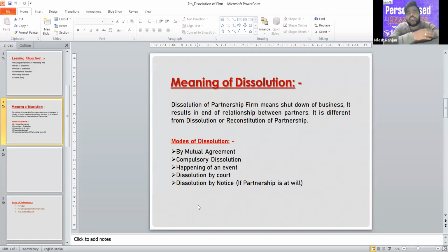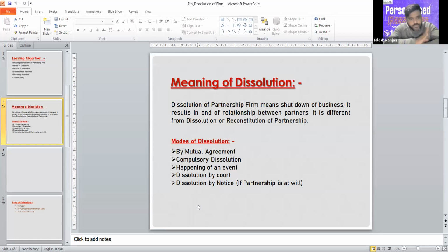Like if they are doing any fraudulent activity or any illegal misconduct, or continuous damage to the environment even after giving a warning, or they are trading with an enemy country or enemy person, then the firm can be dissolved by the court.